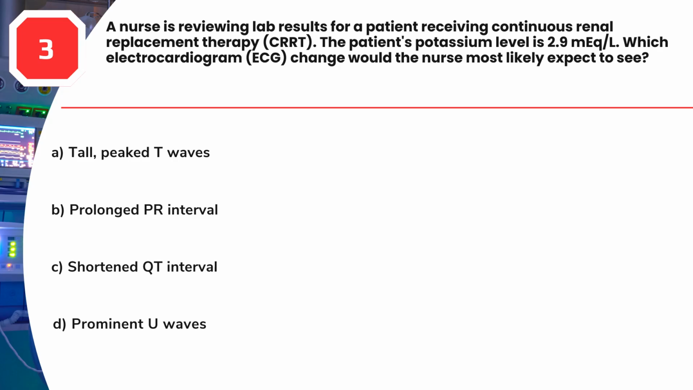Question 3. A nurse is reviewing lab results for a patient receiving continuous renal replacement therapy, CRRT. The patient's potassium level is 2.9 milliequivalent/L. Which electrocardiogram, ECG, change would the nurse most likely expect to see? A. Tall, peaked T waves. B. Prolonged PR interval. C. Shortened QT interval. D. Prominent U waves.